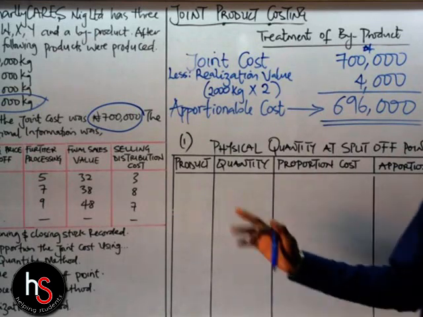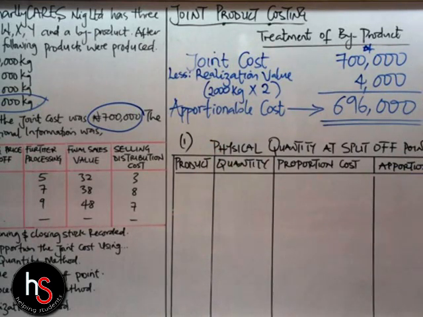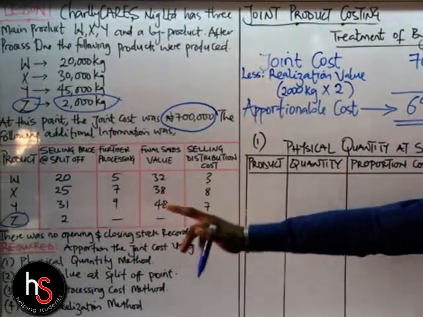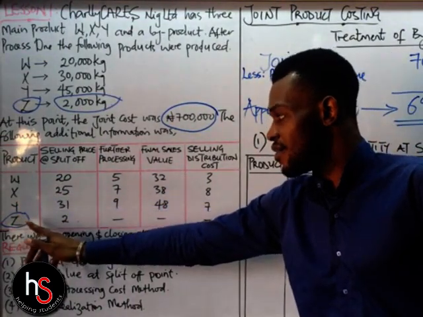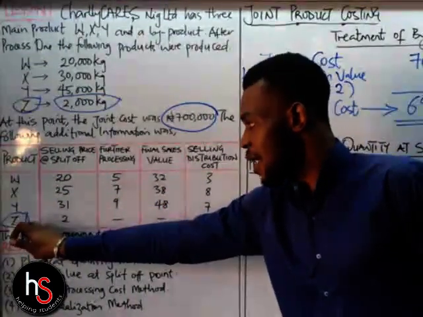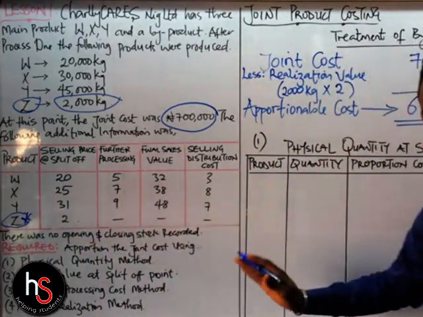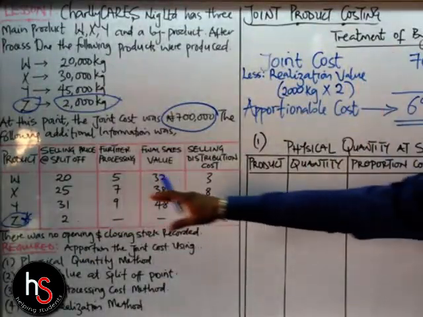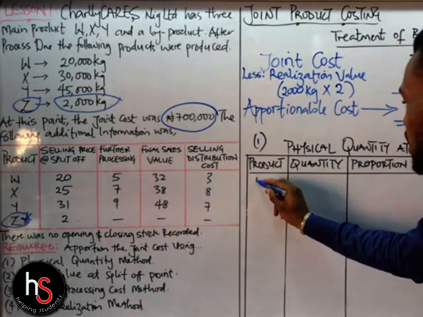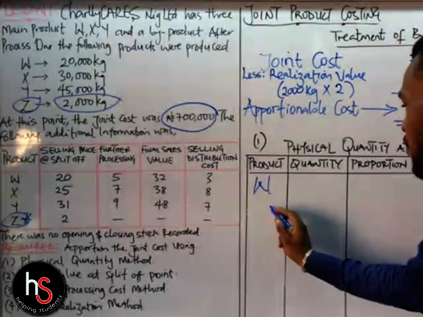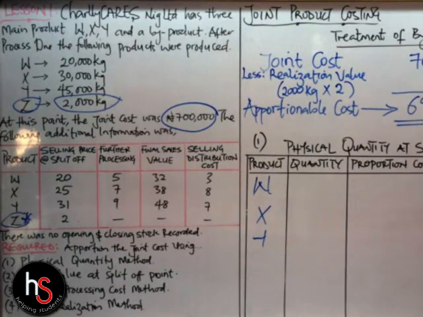So let's proceed. Now to solve for the physical quantity method, we have our products as W, X, Y, Z. Mind you, Z is our byproduct, and we have treated this, so we don't make use of it again because it has been treated here. So our products now will have W, we have X, and we have Y.